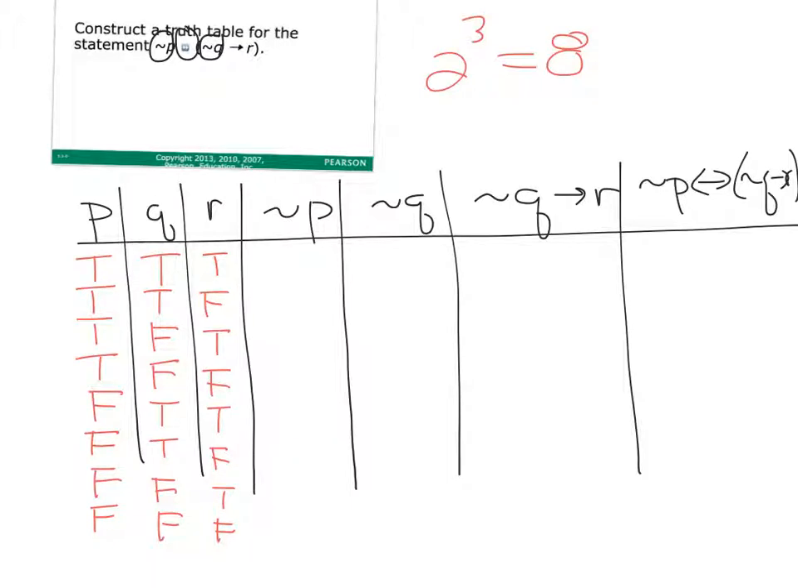Okay, now to get not P, all you have to do is look at the P column and do the opposite. So we'll have false, false, false, false, true, true, true, true. To get not Q, look at your Q column and do the opposite. So we'll have false, false, true, true, false, false, true, true.